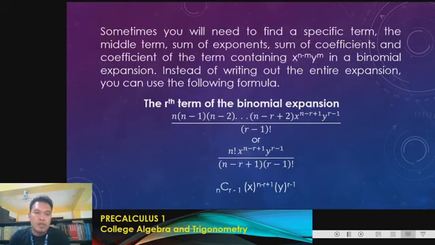So, sometimes, you need to find a specific term. So, in middle term, sum of exponents, sum of coefficients, and sum of coefficients of the term containing x raised to n minus m y raised to m in a binomial expansion. Instead of writing out the entire expansion, you can use the following formula. So, tandaan nyo na lang yung formula, no? Kasi, minsan may mga bagay tayong hinahanap lang, yung specific terms lang hinahanap natin.